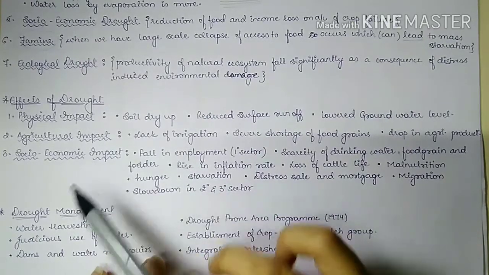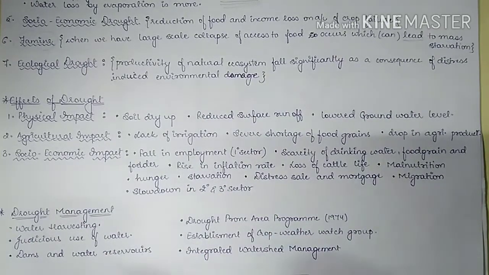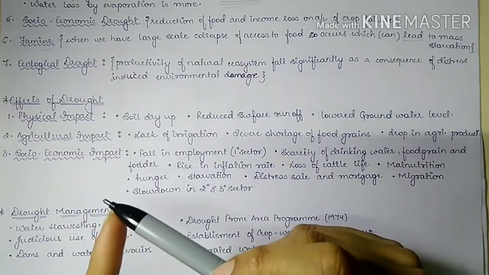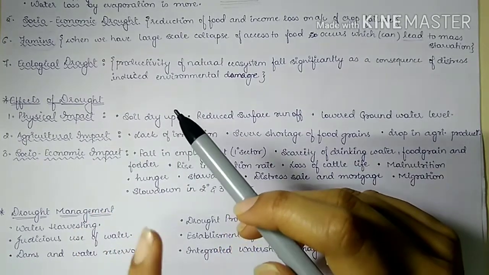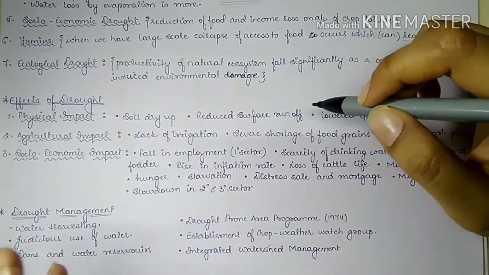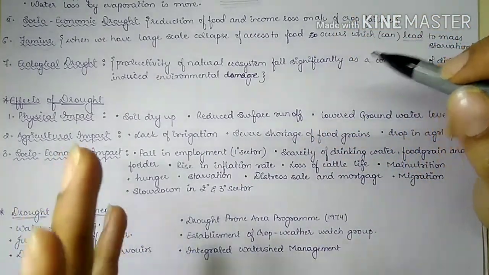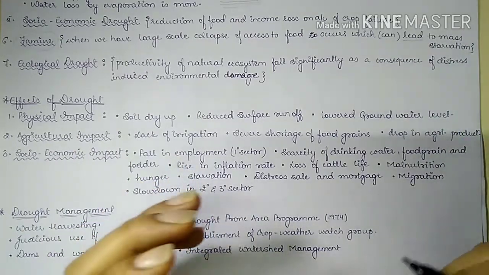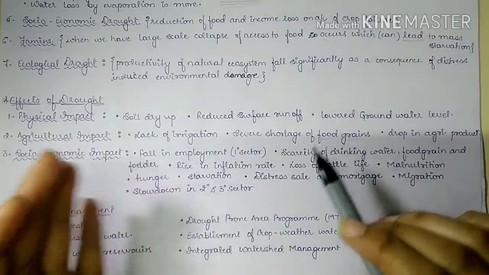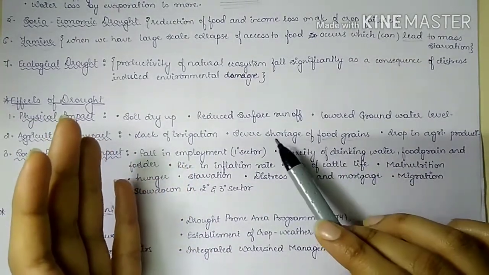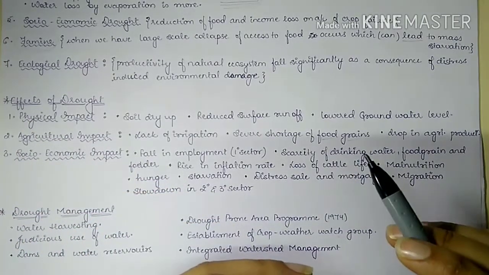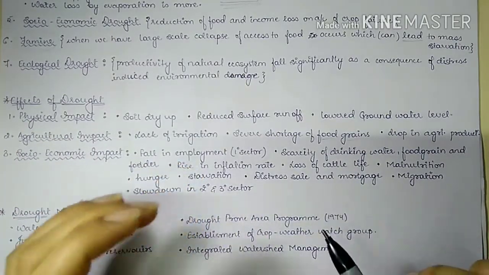Now, looking into the agricultural impact, first we have lack of irrigation because we have loss of water. Because of this lesser amount of water, we have lack of irrigation. And because we have lack of irrigation, we have a severe shortage of food grain, because food grains require water. Because of the lack of water, there is a severe shortage of food grain and a drop in agricultural production. Overall agricultural production drops.